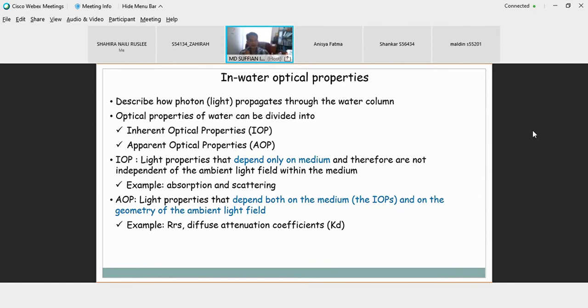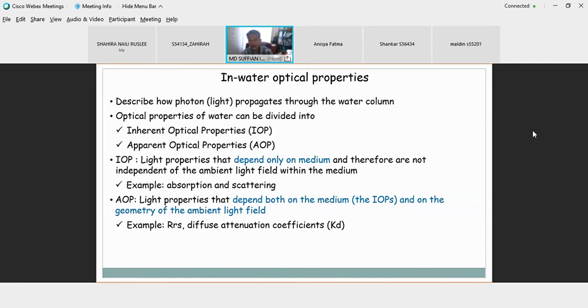Dia ada properties of wavelength, wave, dan juga dia ada properties of particle. So untuk the properties of particle, kalau kita tengok bahawa cahaya yang lebih gelap biasanya dia less particle. Cahaya yang lebih cerah dia mempunyai lebih banyak particles. So in water optical properties, we describe how photon, the smallest units of light, propagates through the water column.